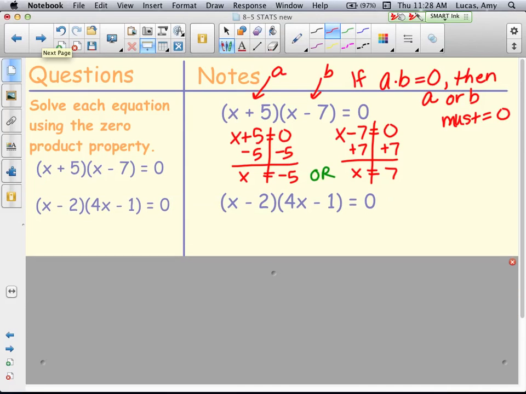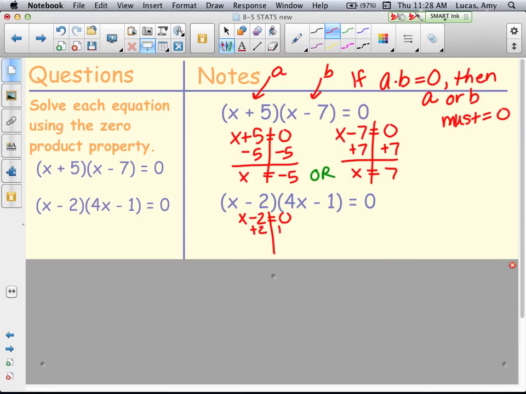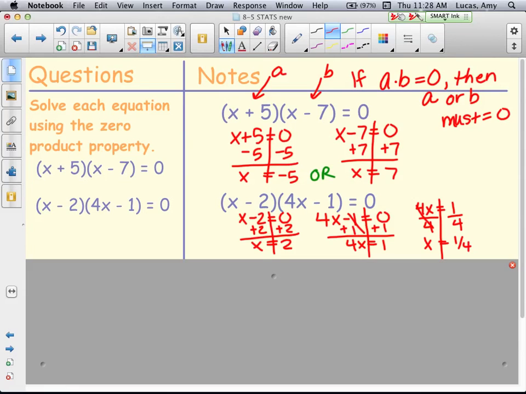Okay, the next one. x minus 2 equals 0. Add 2, and x equals 2. Or 4x minus 1 equals 0. This one's going to take 2 steps. So add 1. 4x equals 1. And then I would divide by 4. So x equals 1/4. So x equals 2, or x equals 1/4.